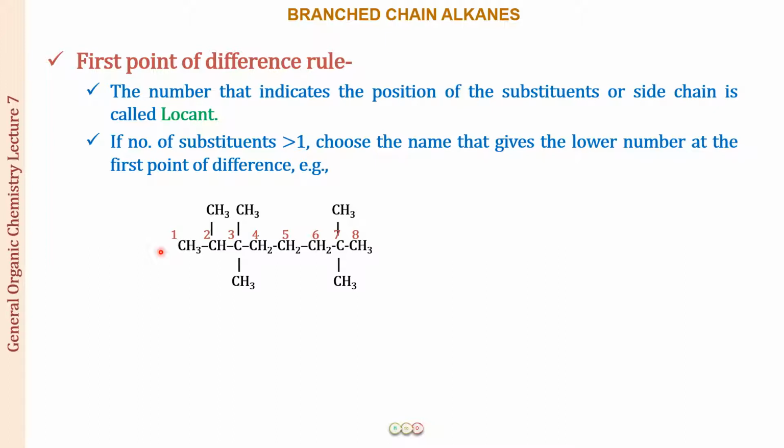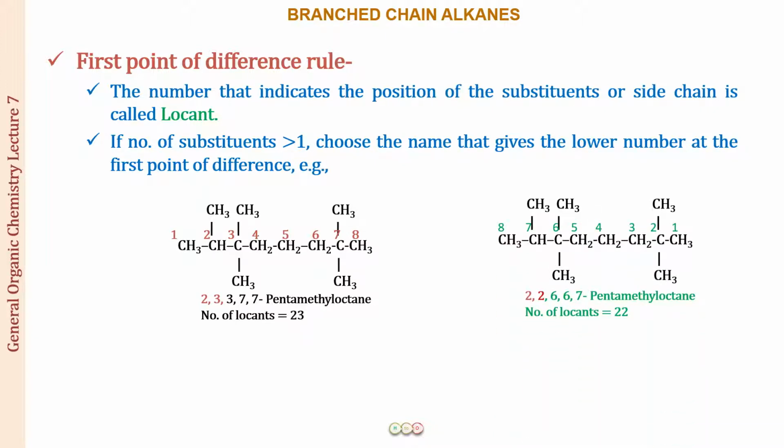When we give the numbers to the substituents, you can number this chain from 1 to 8 in this fashion or 1 to 8 in the other fashion as well, right? So which way of numbering to use is what we have to understand. What this rule is saying is that you have to give the lower number at the first point of difference. So we will write it the other way as well. Now we have 5 methyl groups over here, which we will write as pentamethyl octane. Similarly over here also this will be a pentamethyl octane.